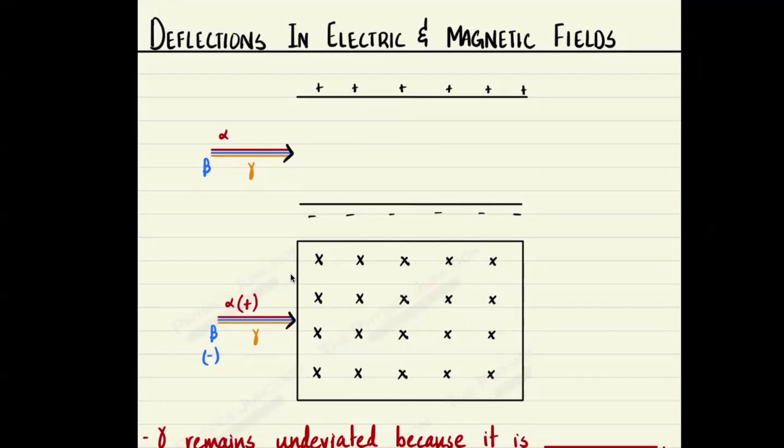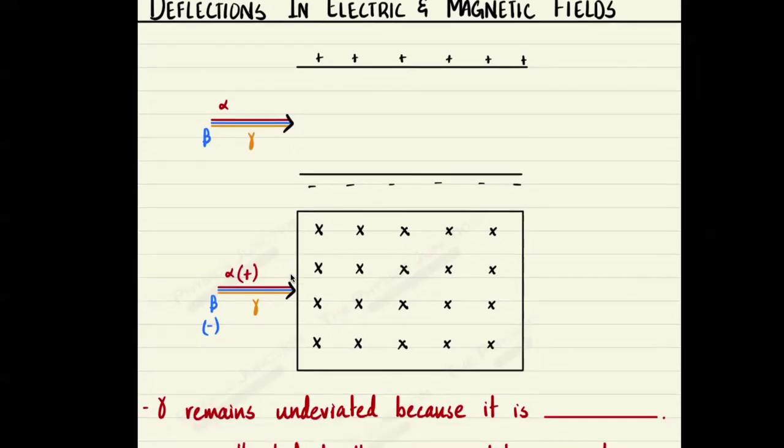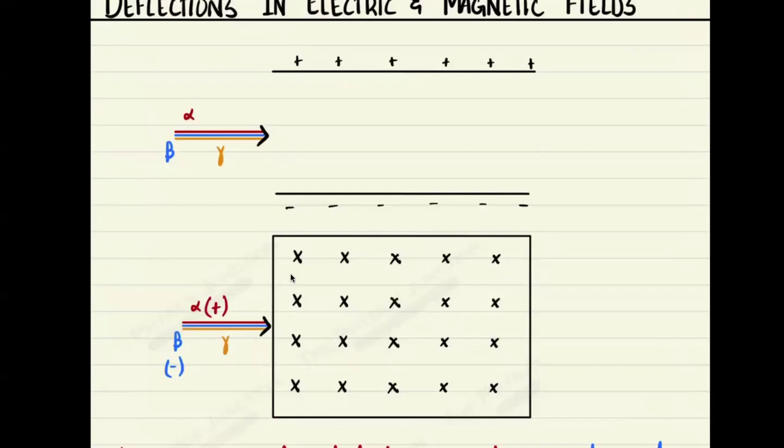First of all, we know that gamma remains undeviated because it is uncharged. If it is uncharged, then the electric field is not going to have any effect on it. It would not be attracted or repelled by either of the positive or the negative plates. And similarly, for a magnetic field, the requirement is that the particle must be moving and it must be charged. So even if it is moving, it's uncharged, so it would not experience any force, so it would not be deflected.